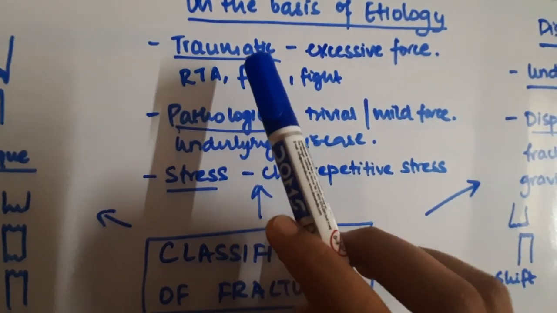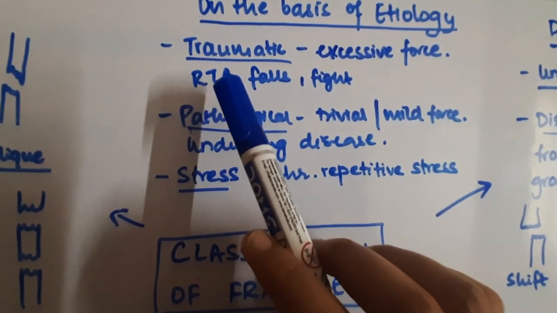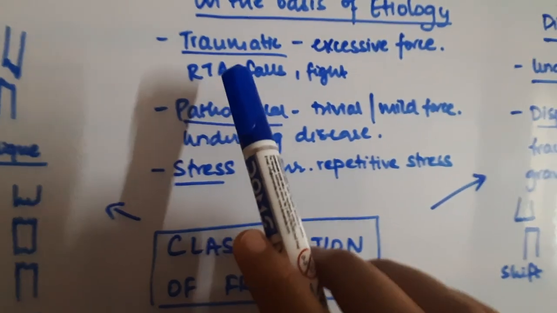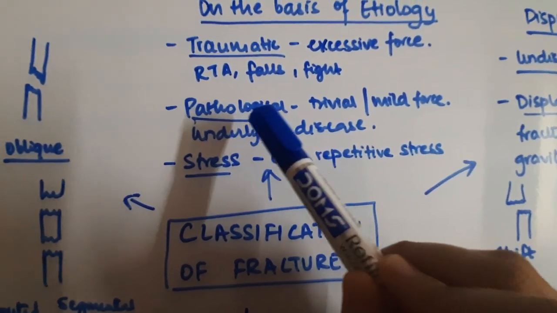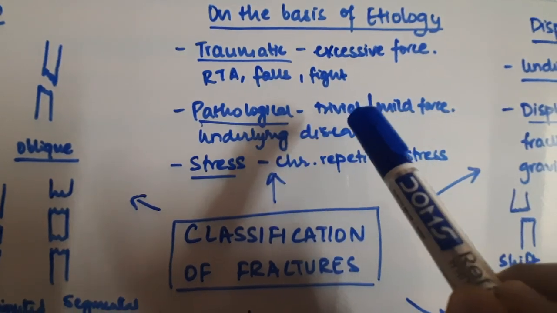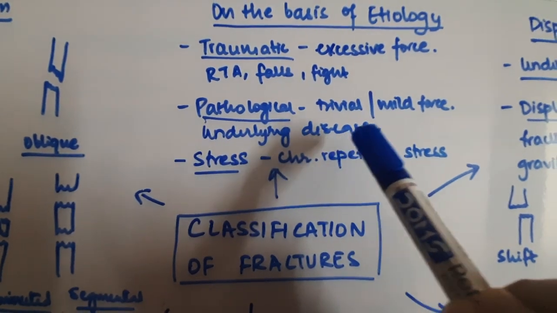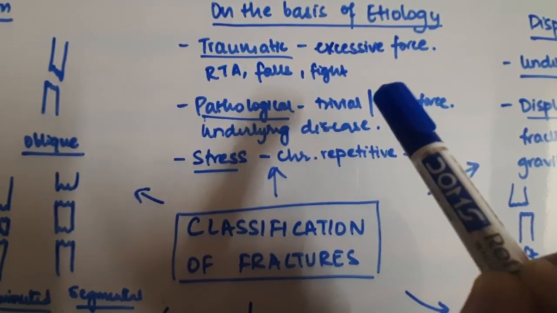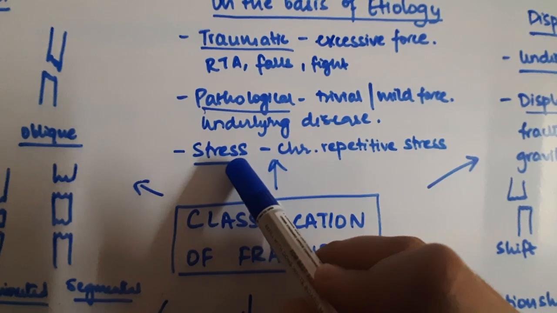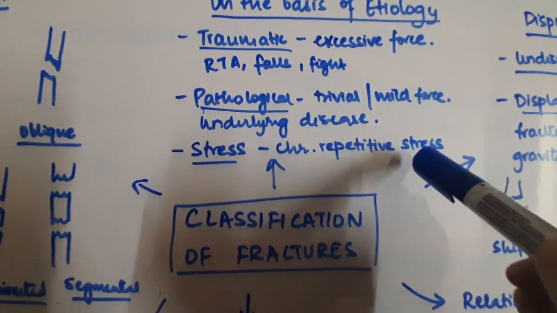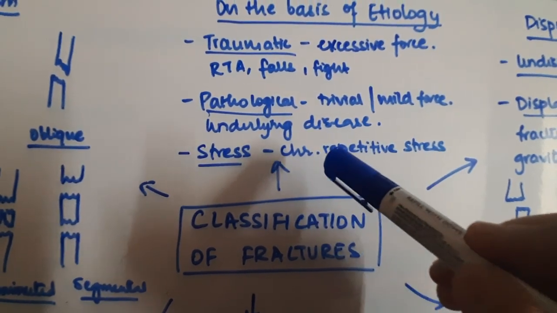They could be traumatic, which is a fracture caused due to excessive force. Causes of traumatic fractures could include road traffic accidents, fights, and falls. You have pathological fractures in which a trivial or a mild force causes the fracture. Pathological fractures mostly happen due to any underlying disease which weakens the bone and causes fracture. Stress fractures happen due to chronic repetitive stress on any bone, which is seen in athletes or in soldiers.